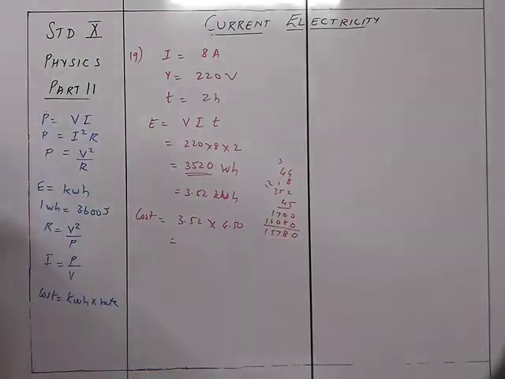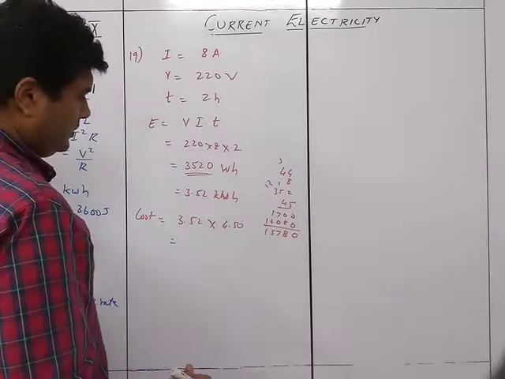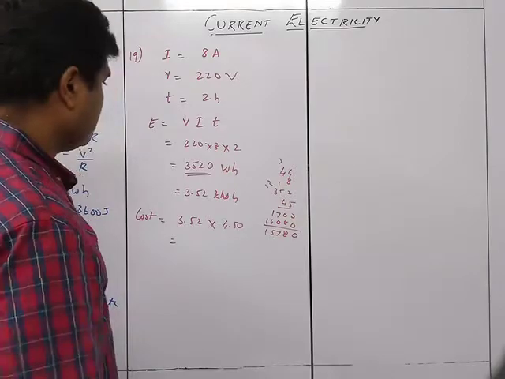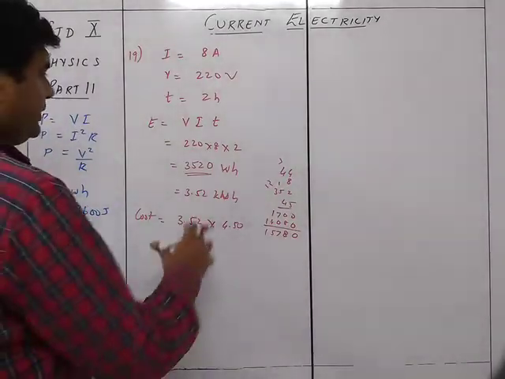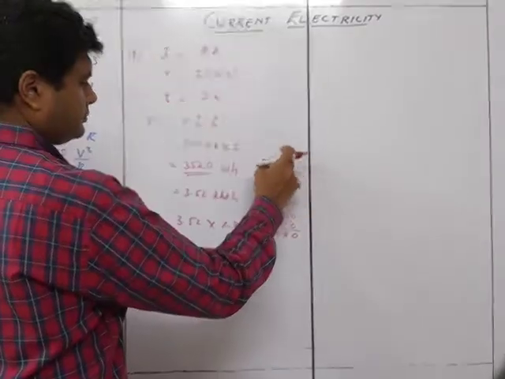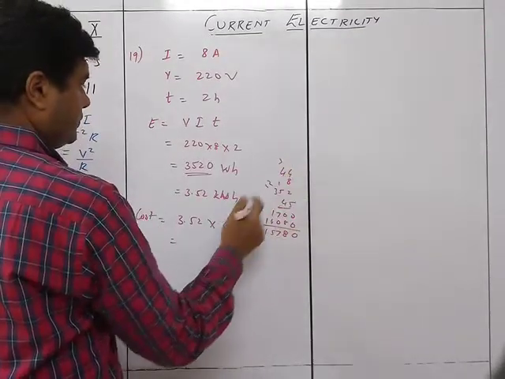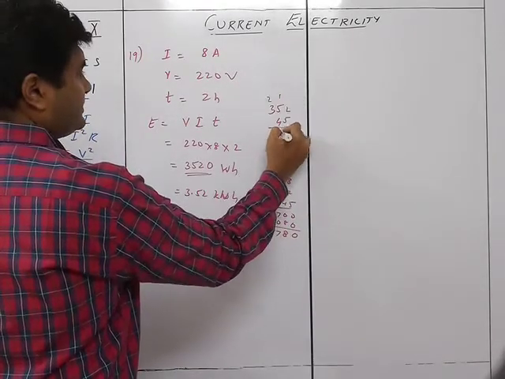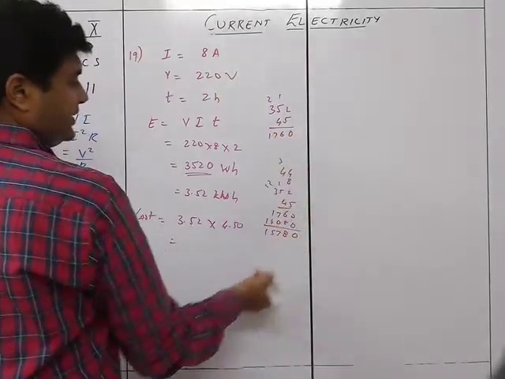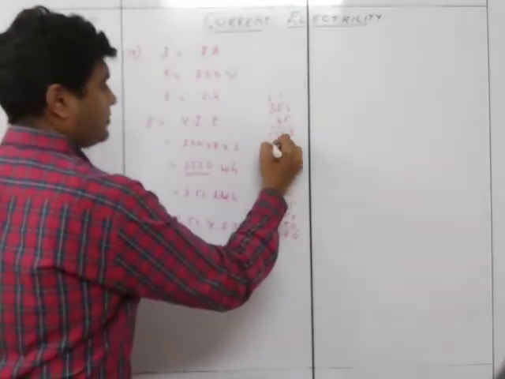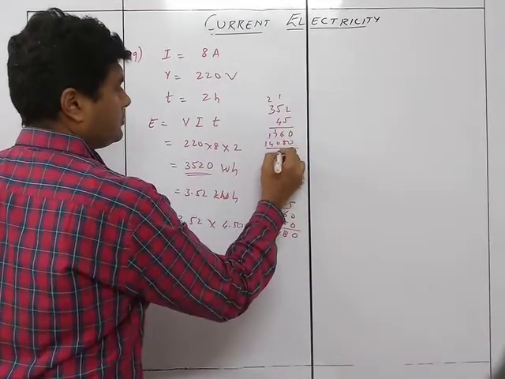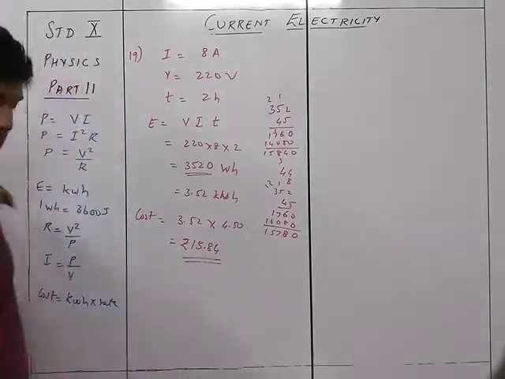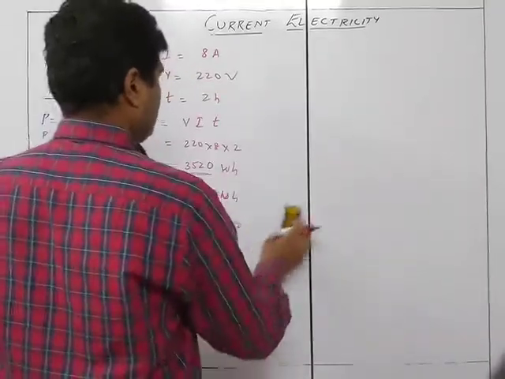So that will give you the cost as 15 point, okay, there is some error. 2 hours, no? 44 into 8, 352 into 45. So that's rupees 15.84 as the electrical cost for that thing.